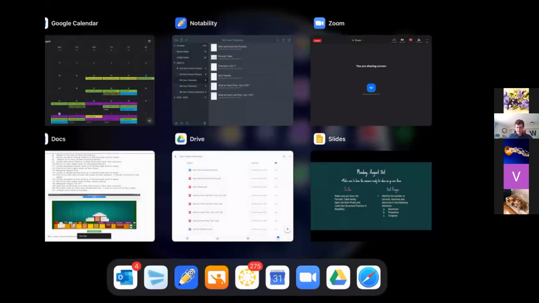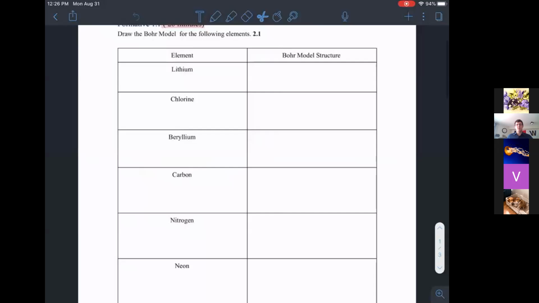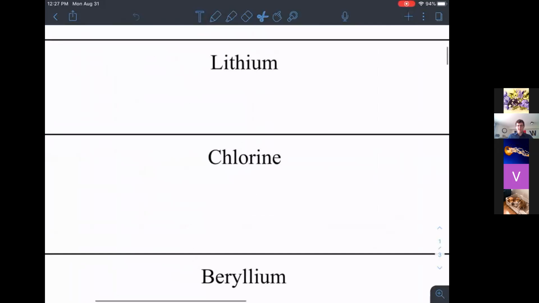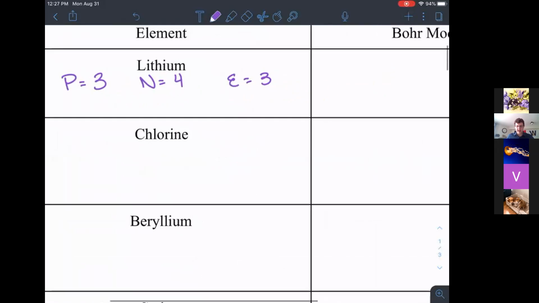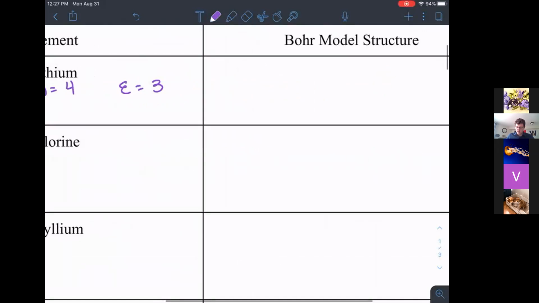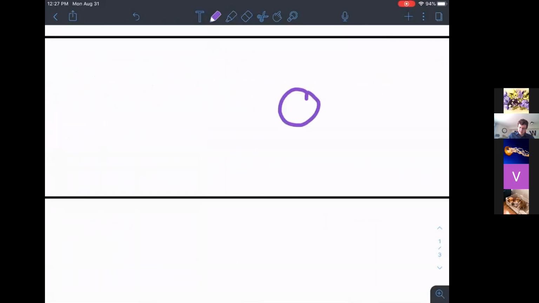So formative 1.1 was just drawing the Bohr models of each of these elements. The first one was lithium, and most people at least understood how to find the number of protons, neutrons, and electrons. The number of protons was 3, the number of neutrons was 4, and the number of electrons was 3. When we did that, we first have to draw our nucleus in the center. Everyone had this. We had 3 protons. We had 4 neutrons.